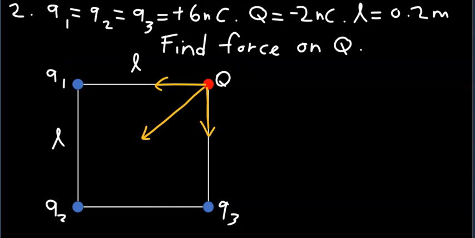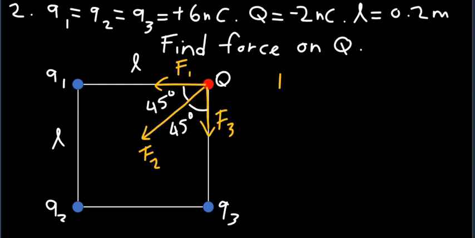Let's label the forces. The first force, let's call it F1. The second one is F2 and F3 respectively. For later use, we also have to realize that this angle here is 45 degrees because we're dealing with a square, and so this must also be 45 degrees.